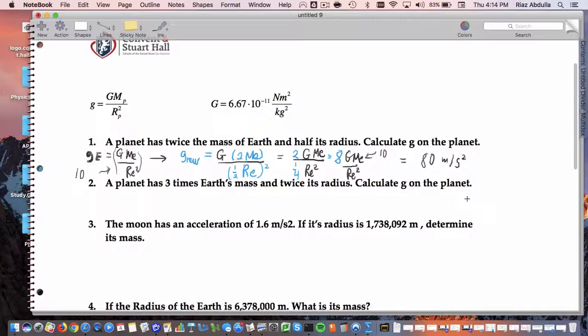Next, we have a very similar kind of problem where we have a planet that has 3 times Earth mass and twice its radius, and we want to get g on this new planet. To that end, we're going to say that g on this new planet is going to be equal to G times 3Me divided by (2Re) quantity squared. Being careful with our parentheses, this is going to simplify to 3/4 G Me over Re squared, which is going to be 3/4 times 10, which ends up being 7.5 meters per second squared.